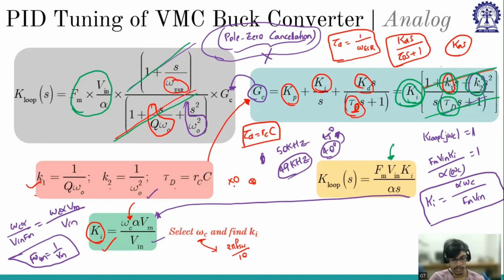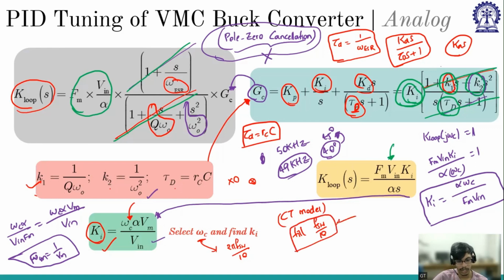Sir, using pole zero cancellation, I don't understand why 1/10. Because the continuous time model is also valid only till fSW by 10. The model itself is not valid beyond fSW by 10, so you cannot use this model to achieve higher bandwidth. All these are small signal transfer functions, which are valid till fSW by 10, so the maximum bandwidth that you can aim for is fSW by 10 because the model itself is not valid.